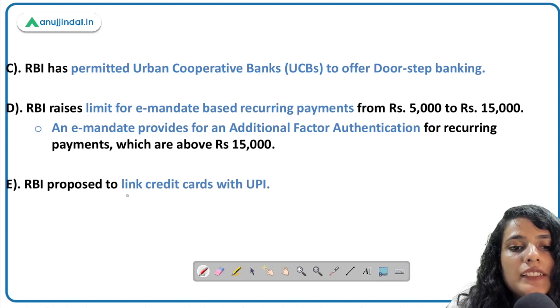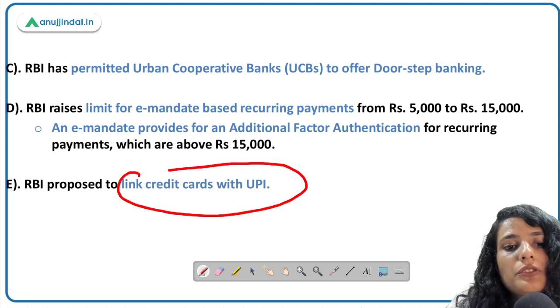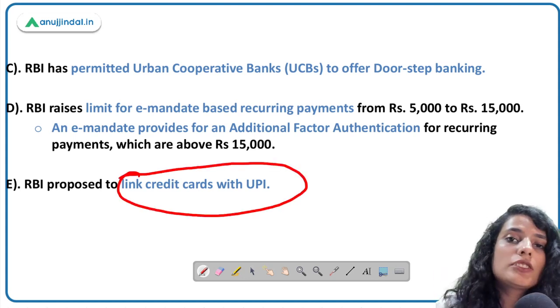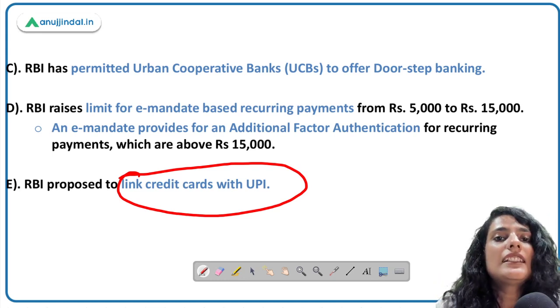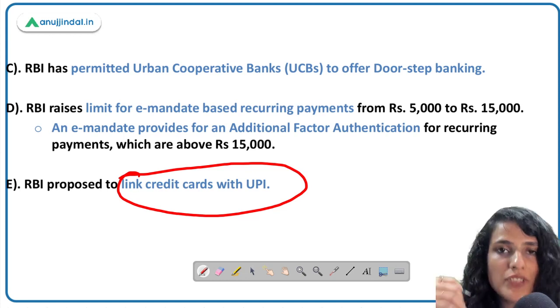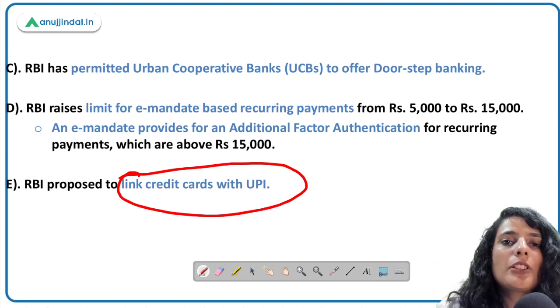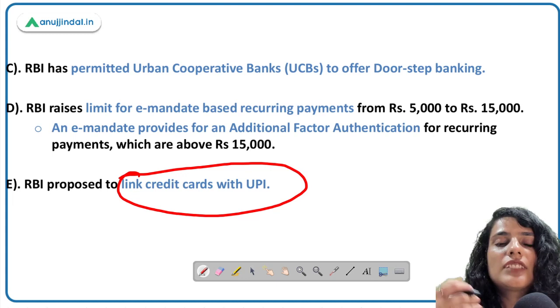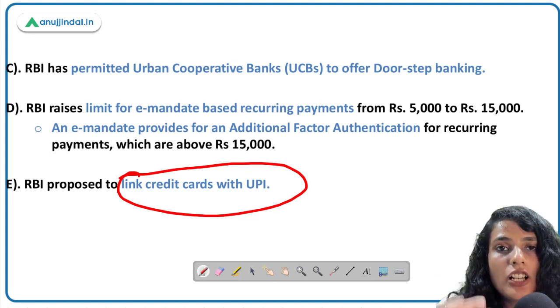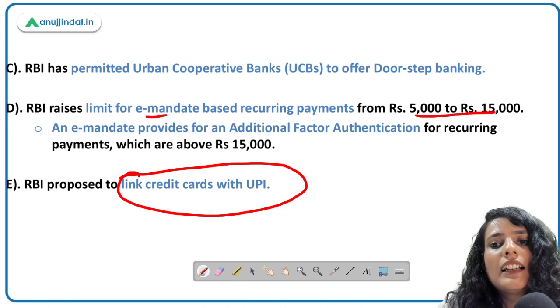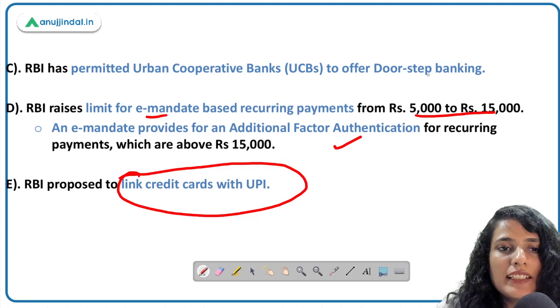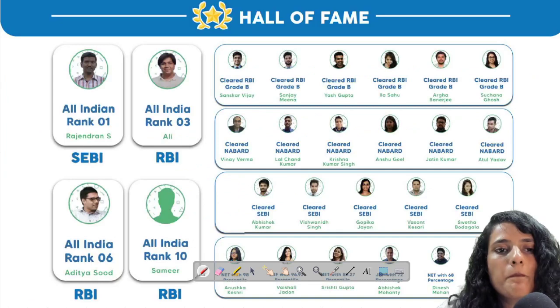Okay, also RBI has proposed to link credit cards with UPI, and another important issue related to this is that RBI has also announced that customers will be able to withdraw money from ATMs without using their card. So that also promotes the digital economy, digital finance or the Digital India mission. Okay, so the limit for e-mandate based on recurring payments, ye bhi ek usi se related hai regarding urban cooperative banks only and housing loan.